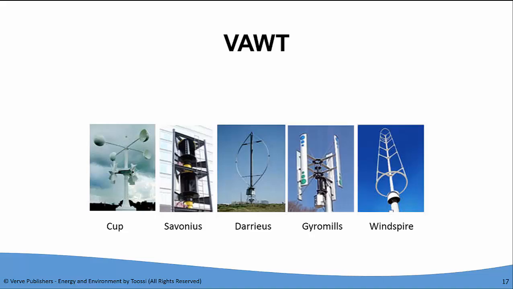Darrieus is more of a lift type, very, very light. They can move much faster. These are also called the egg beater, as the shape suggests. Gyromill and Windspire are different variations of this kind of wind turbine.